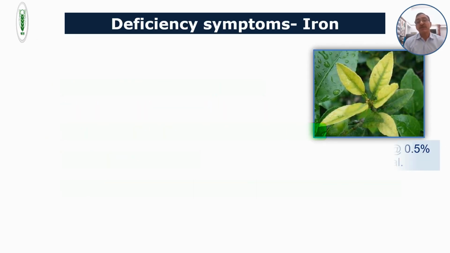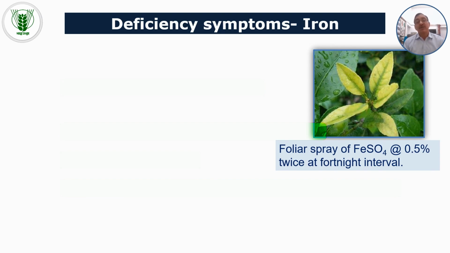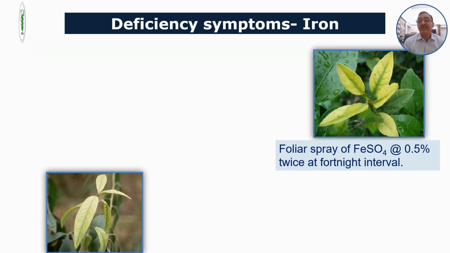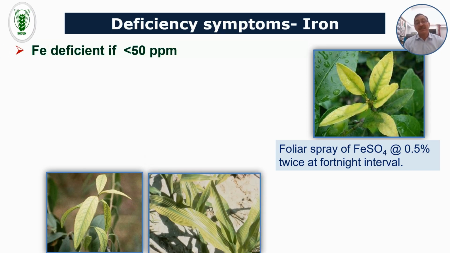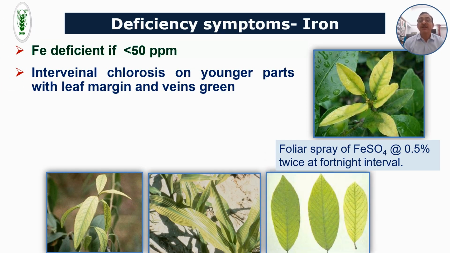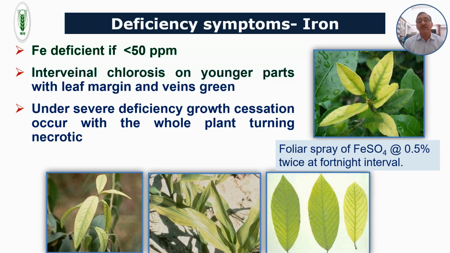When we speak of the deficiency symptom of iron, we can see in these slides that there is intervenal chlorosis. Since iron is not mobile in the plant system, its deficiency symptom appears on the younger leaves first, on the top leaves. There is intervenal chlorosis, but the veins are green, so this is just opposite to the magnesium deficiency. Magnesium deficiency starts from the older leaves, but iron deficiency starts from the younger leaves.